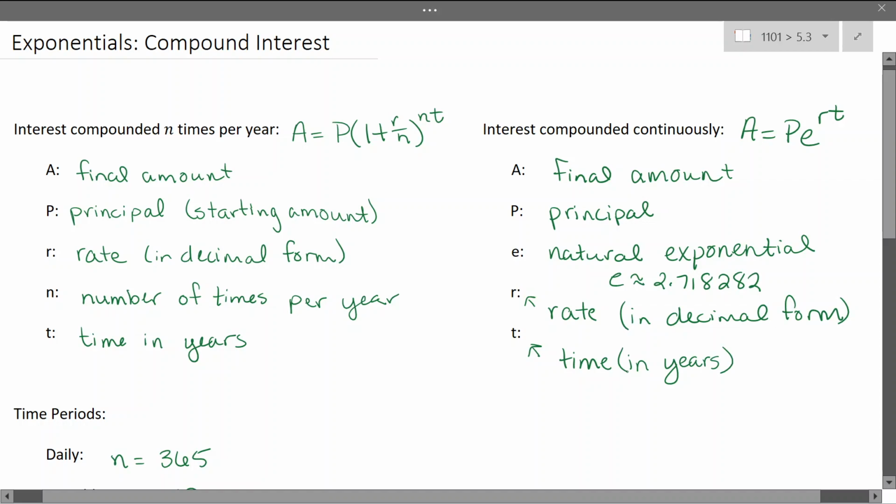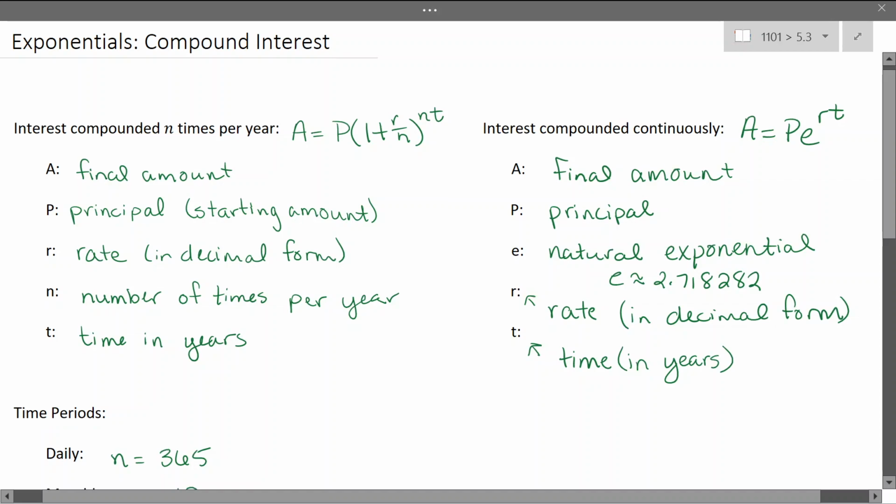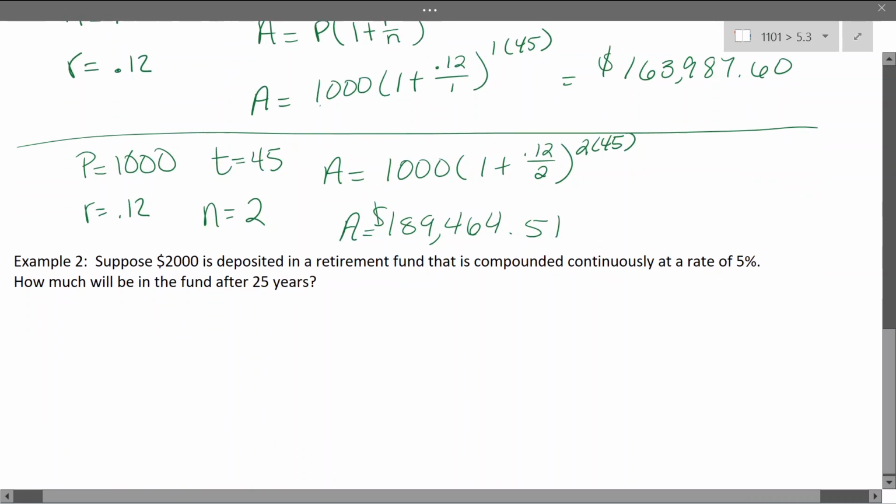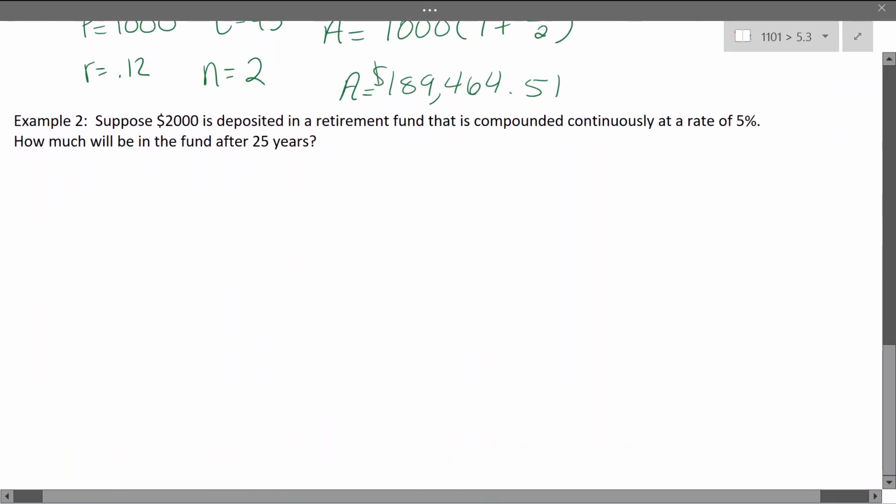So let's look at an example of interest compounding continuously. In our second example here, we have: suppose $2,000 is deposited in a retirement fund that is compounded continuously at a rate of 5%. How much will be in the fund after 25 years? So we know that we have our formula, A equals P e to the RT, because it's compounded continuously. So we're looking for A.